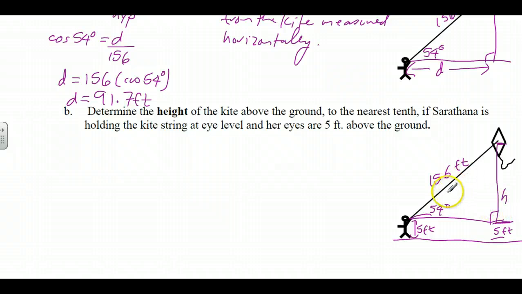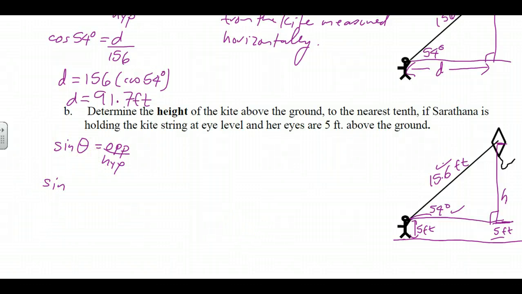Now, here's something we should avoid doing. We should avoid using a calculated value. In other words, I don't want to use this 91.7 value here. I want to use the numbers that were given, which is the 156 and the 54 degrees. In relation to the 54 degrees, this is opposite, this is hypotenuse. Opposite and hypotenuse is the sine ratio. Sine theta is opposite over hypotenuse.